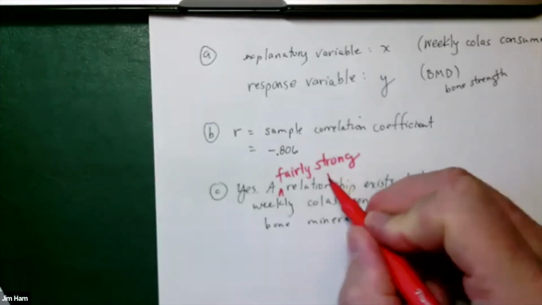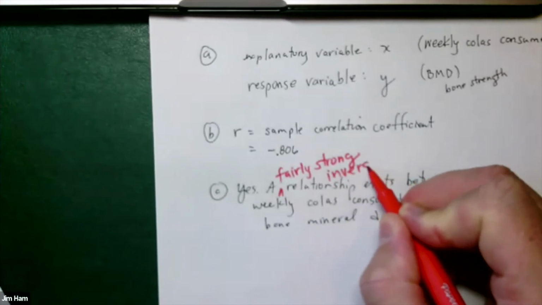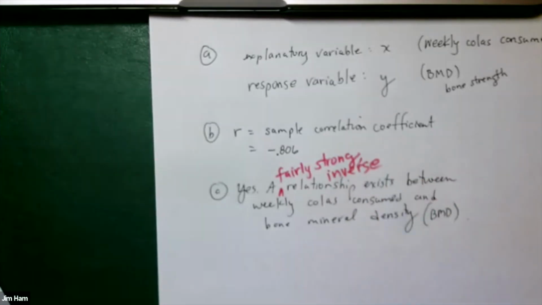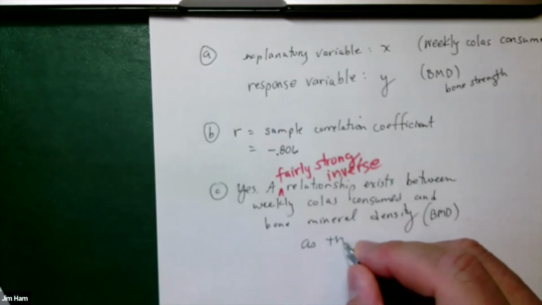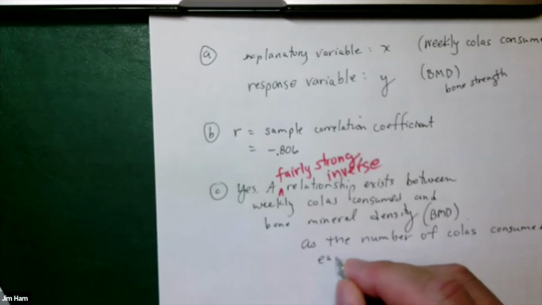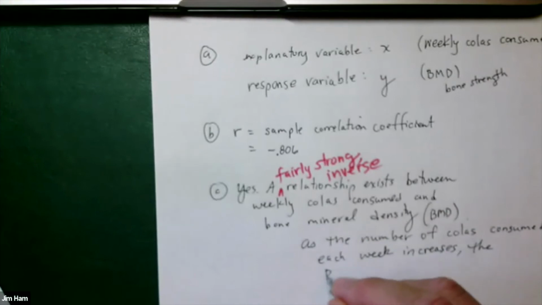So we want to indicate that this is an inverse relationship, because as X, the number of colas consumed, increases, the Y, the bone mineral density, decreases. So you'll actually want to say that. As the number of colas consumed each week increases, the BMD, bone mineral density, decreases. So this whole idea of inverse is that as one variable increases, the other one does the opposite.